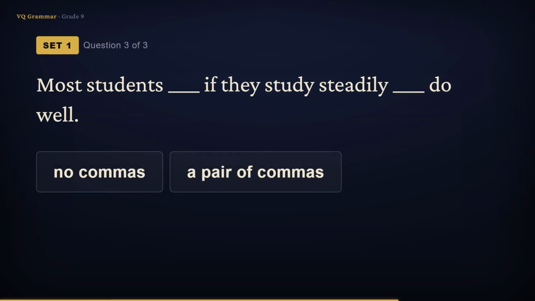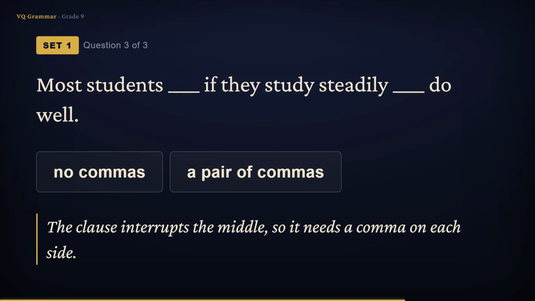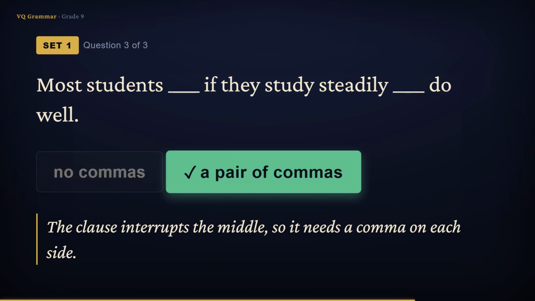Most students, blank, if they study steadily, blank, do well. Here, the clause drops right into the middle and interrupts the sentence. An interrupting clause has to be fenced off on both sides. So the answer is a pair of commas.